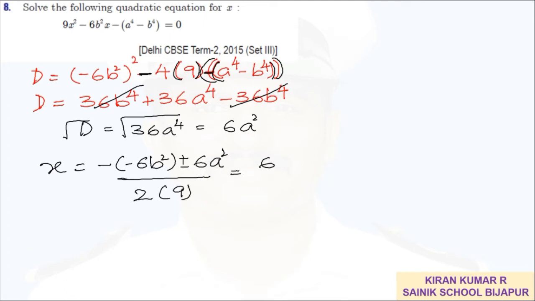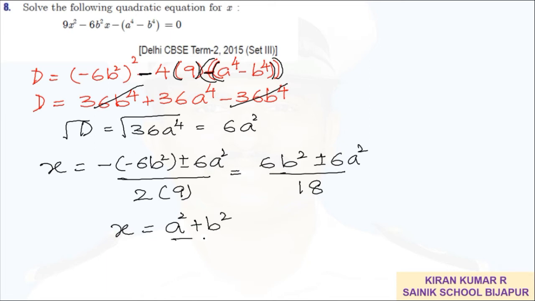Further, it can be written as 6b square plus or minus 6a square divided by 18. So 6 can be taken common and can be simplified. So final result I'll write it's a square plus b square upon 3 or a square minus b square upon 3. This will be the result.